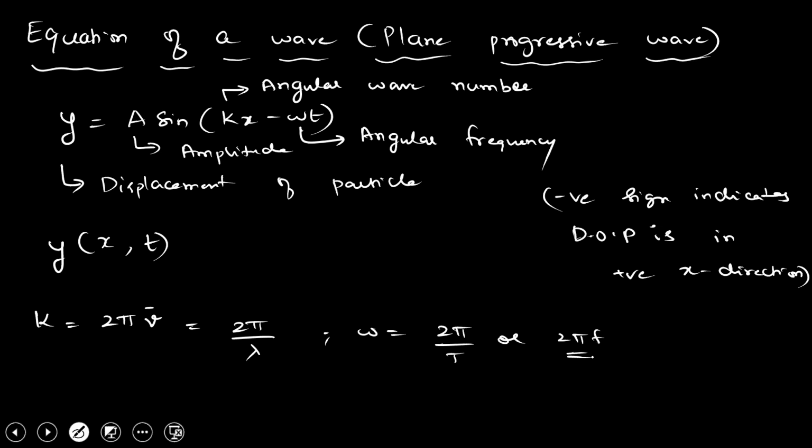Another important point to note is that y is a function of x comma t. Whatever you write in the bracket are termed the variables. This whole expression is the equation of a plane progressive wave. What is the meaning of plane progressive wave? Progressive, the name itself suggests, means it's a traveling wave. Plane is added as a prefix because you can draw a plane through that particular travel.